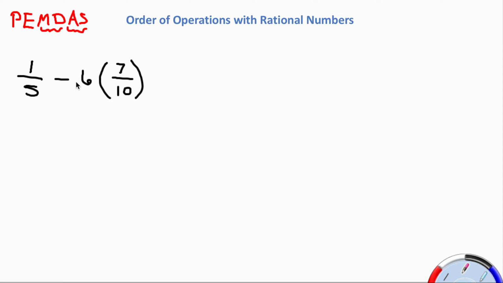So when I see a problem like this, the first thing I'm going to do is make this 6 into an improper fraction by putting it over 1. 6 over 1 is the same thing as 6, right? Okay, so what I notice is, oh, I've got more than one kind of operation. I've got some multiplying and I've got some subtraction. That means I've got to follow a certain order, my order up here.